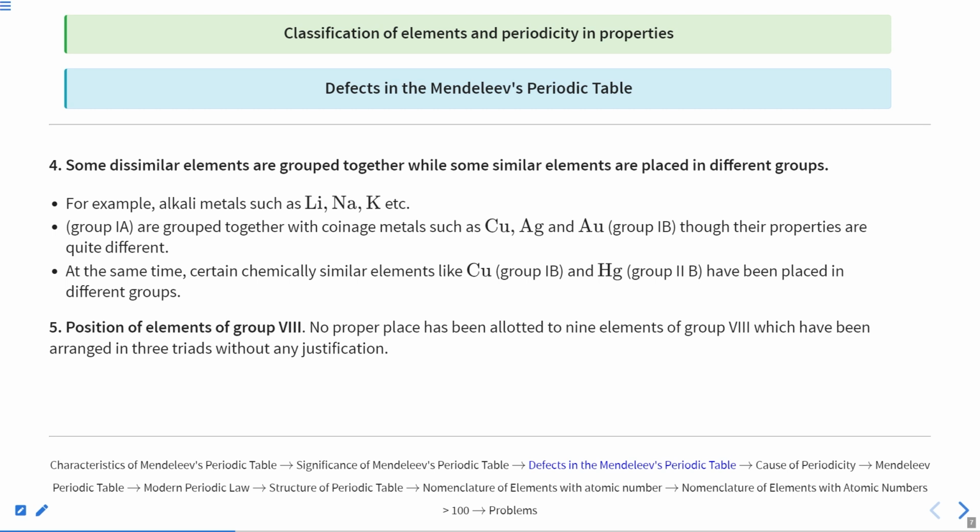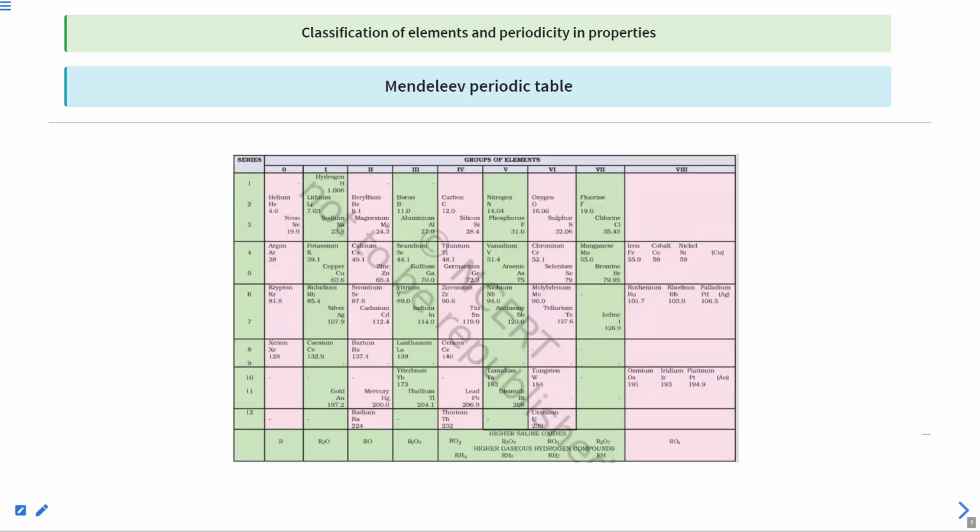Next, position of elements in group 8. No proper place has been allotted to the ninth element of group 8, which have been arranged in three triads without any justification. See here, they are just placed in one row without any justification. So why are they placed here? What is the reason behind it? What is the motive behind it? It was not explained.